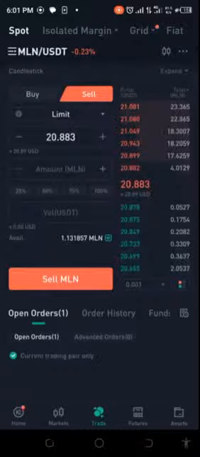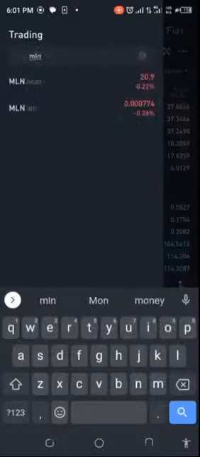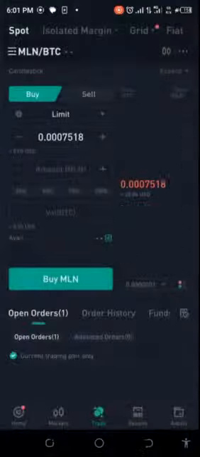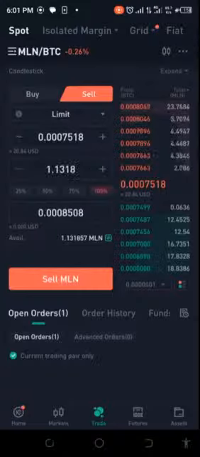Let me see what we have here. This is currently the price, but let's go back to our MLN. I just saw it as green, that's why I said let me just cross over. We have two escape routes, right? So don't worry. Let's go ahead and do this. We're going to be selling 100%. Let's see what this is going to give us.